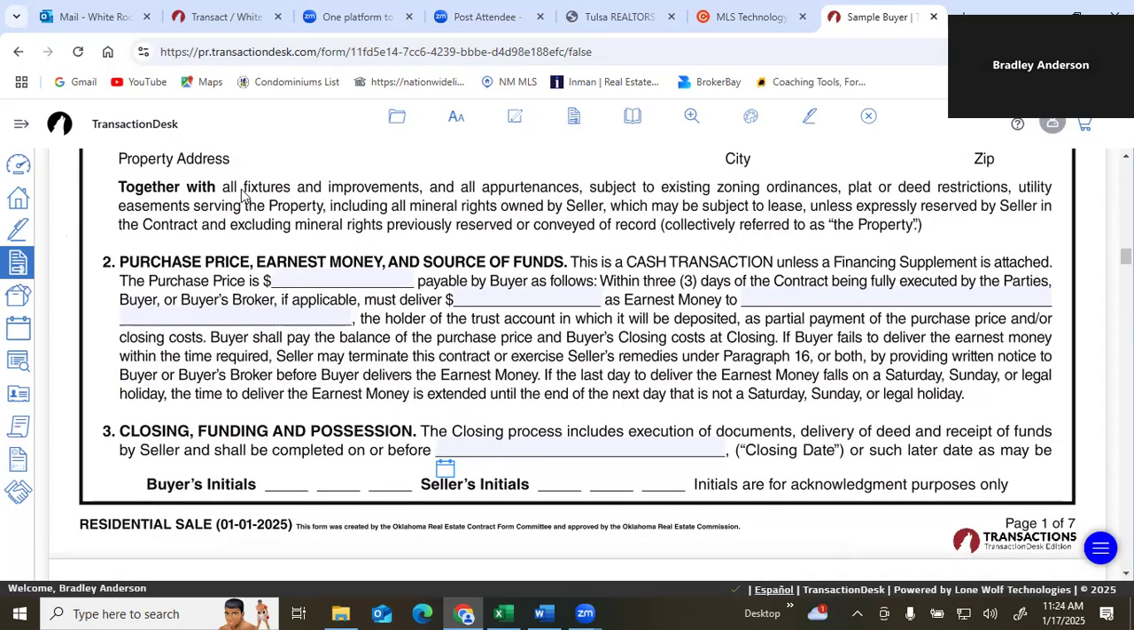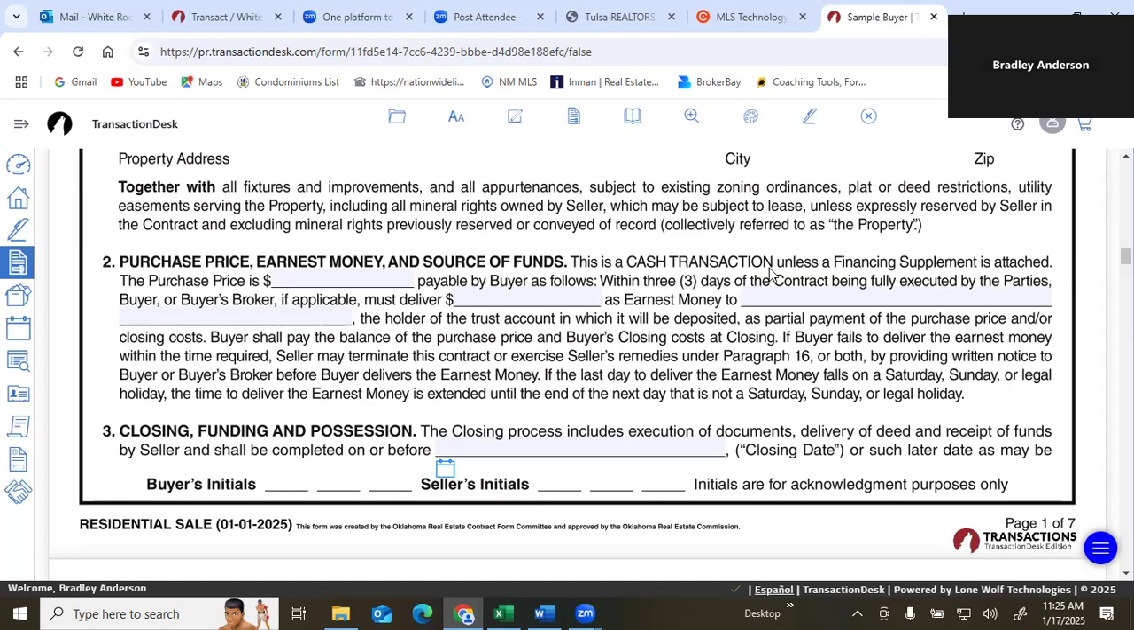Okay. Together with all fixtures and improvements and all appurtenances subject to existing zoning ordinances, plat or deed restrictions, utility easements serving the property, including all mineral rights owned by the seller, which may be subject to lease unless expressly reserved by the seller in the contract, and excluding mineral rights previously reserved or conveyed of record, collectively referred to as the property. All right, so it's assumed that any mineral rights owned by the seller are conveyed unless they've leased them out, and they don't own them anymore.